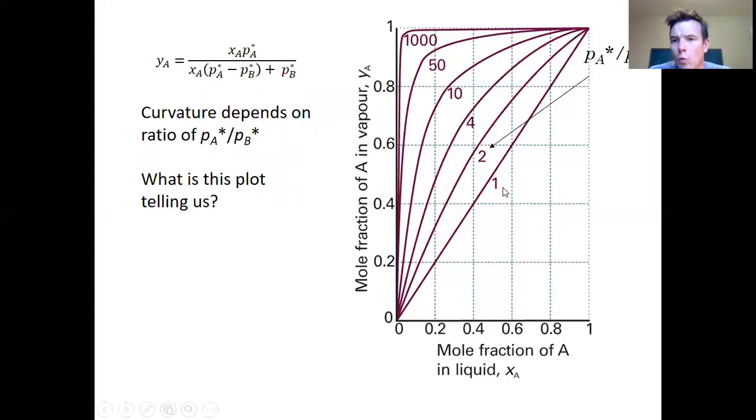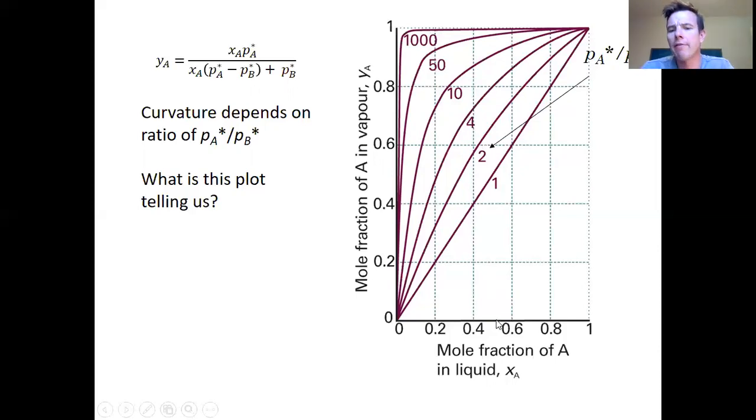If that ratio is 1, the vapor pressures of the two components are equal. If that number is 2, we're saying that the vapor pressure of A is twice as big as the vapor pressure of B. And this is where this gets important.